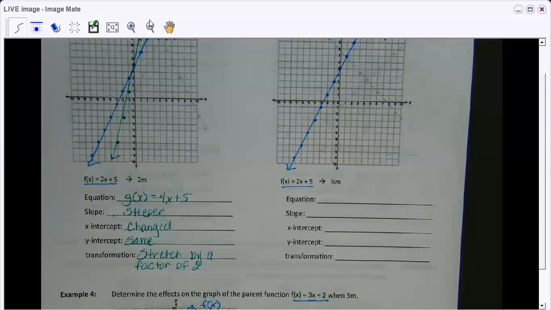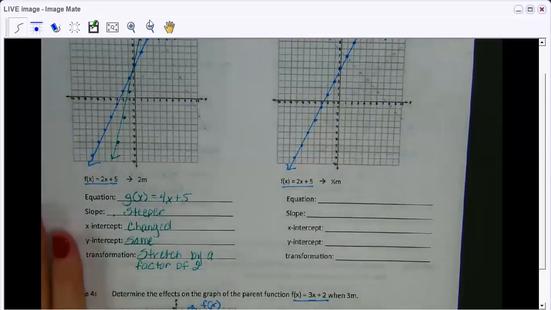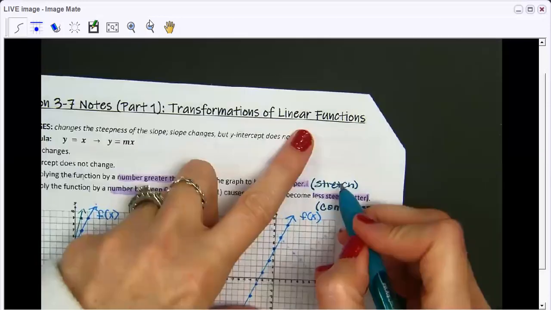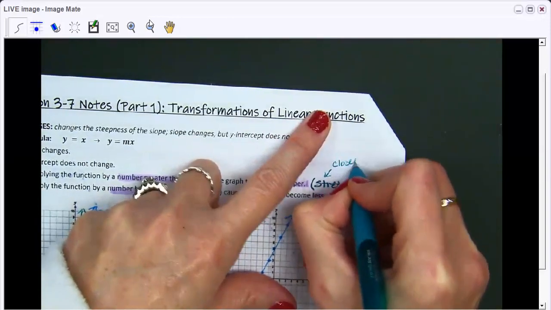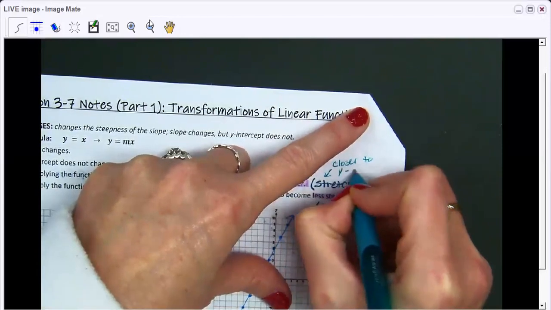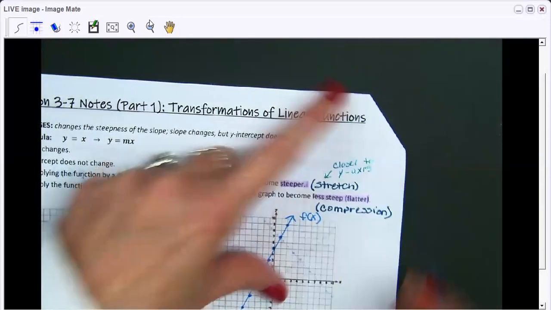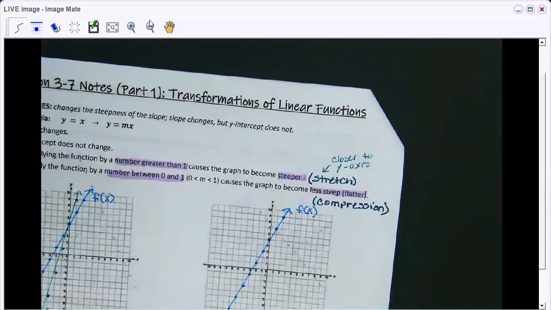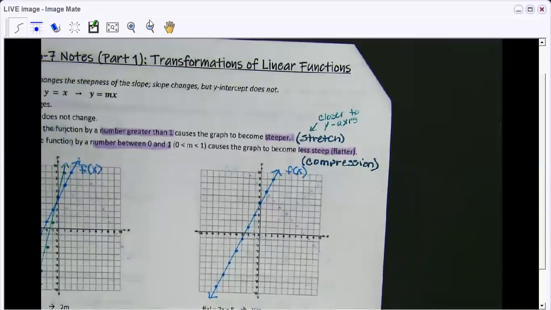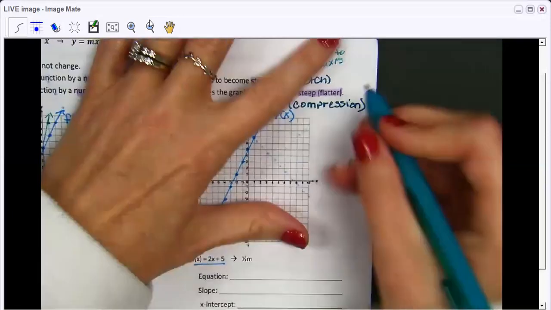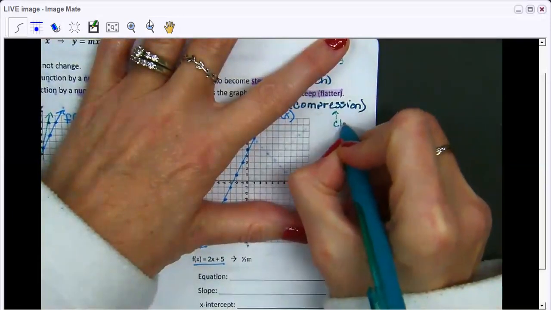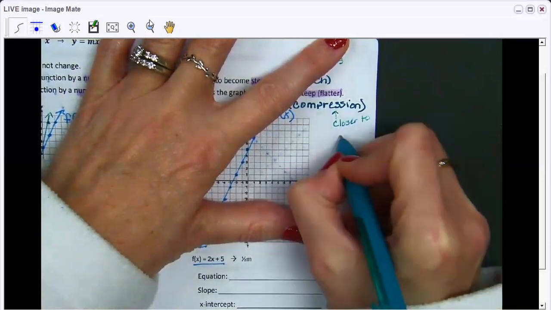Which axis did it come closer to? Did it get closer to the x or the y? The y-axis. So up here where you put stretch, I want you to put an arrow and put closer to y-axis. So compression is going to get closer to the x. Yeah, so you can put an arrow here, closer to x-axis.